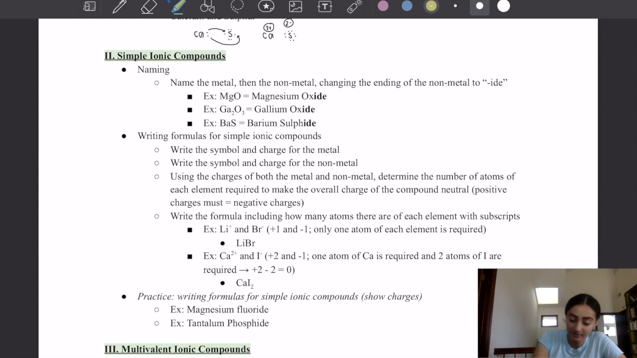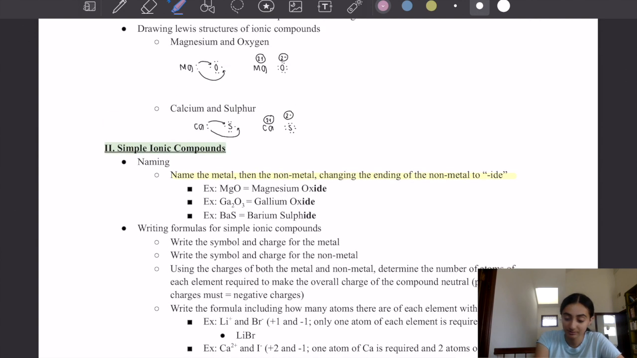All you do is name the metal, then name the nonmetal, and you change the ending of the nonmetal to "ide." So for example, if we have MgO, as we did in this example, that would be written as magnesium oxide. Ga2O3 would be gallium oxide. BaS would be barium sulfide. So the metal name doesn't change. The nonmetal stays the same except for the end, which is changed to "ide."